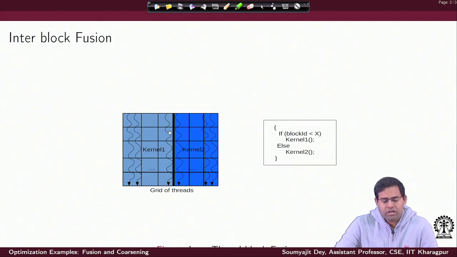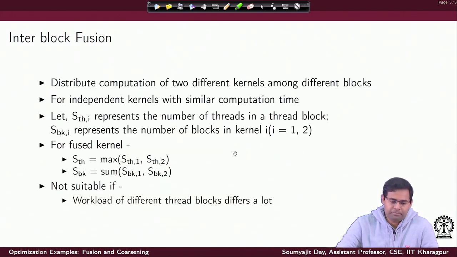For example, consider that kernel 1 is a compute intensive kernel, kernel 2 is a memory intensive kernel. Is it a good idea to fuse them? These are food for thought. You can try simulating the example of two such kernels, consider a reduction kernel, consider some other kernel together, maybe a convolution kernel, and think whether fusing them makes sense or not.